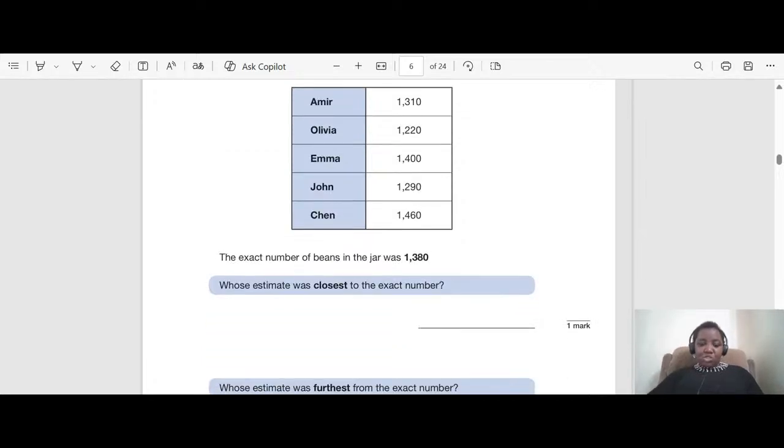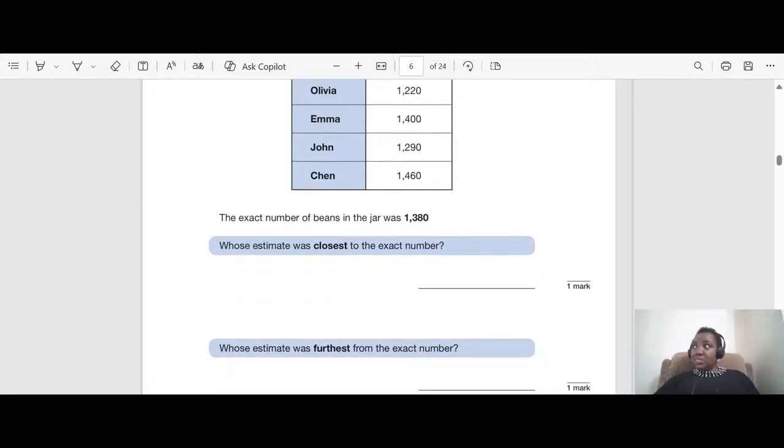Then we have a second question that says whose estimate was furthest from the exact number. Now let's take a look at all the estimates again. That means you have to look at the one that was furthest, either smaller or bigger. Now we have 1,220. That's very far from 1,380. And then we also have 1,460. But 1,220 is the furthest from the exact number. So that was Olivia's estimate.